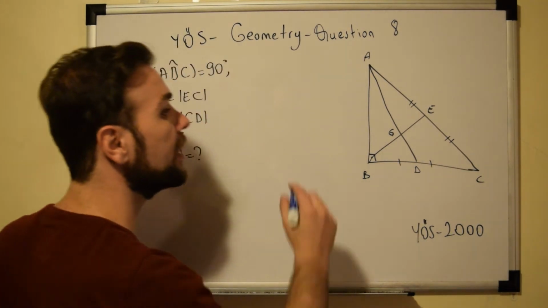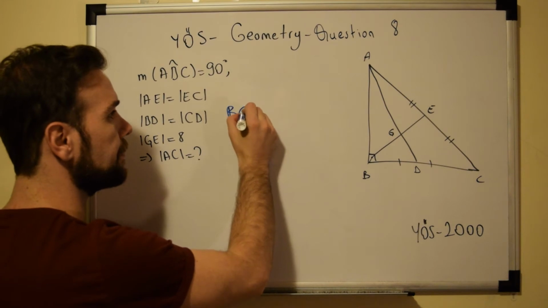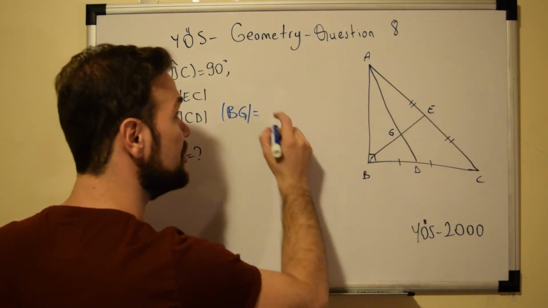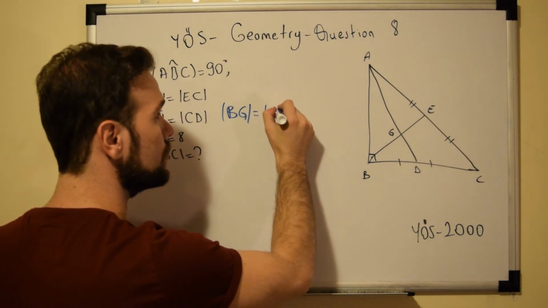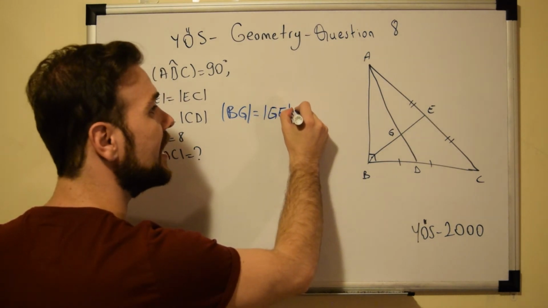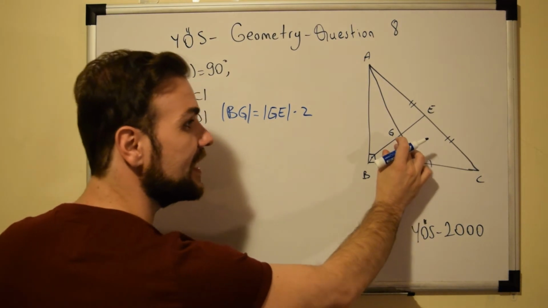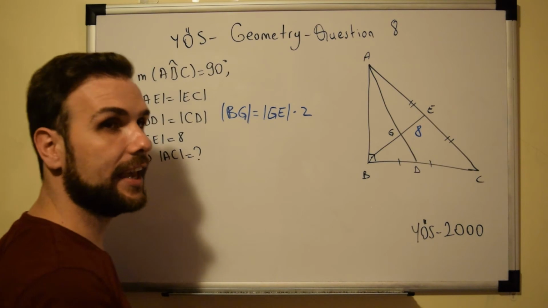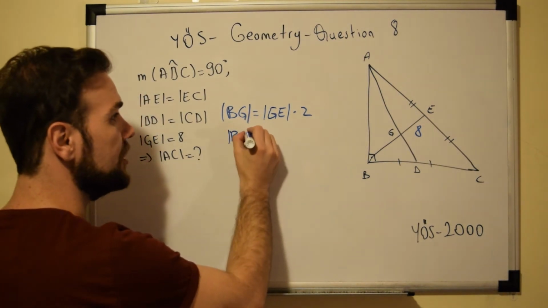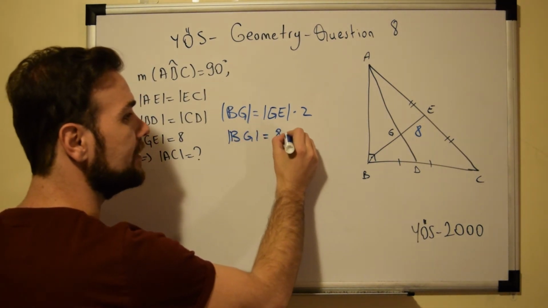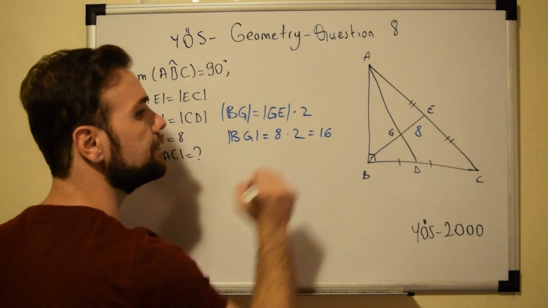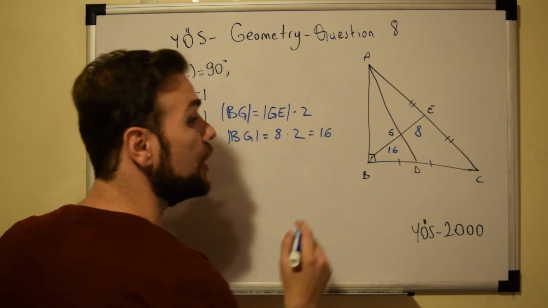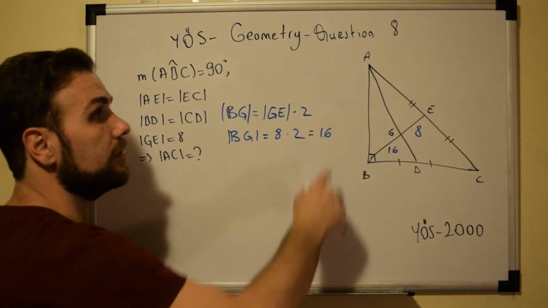What is that rule? We see that BG is equal to GE times 2, so this side is twice this side. What was the value of this side? It was 8. So the value of BG is equal to 8 times 2, which is equal to 16. Now that we know that this is 16, what is the value of AC?